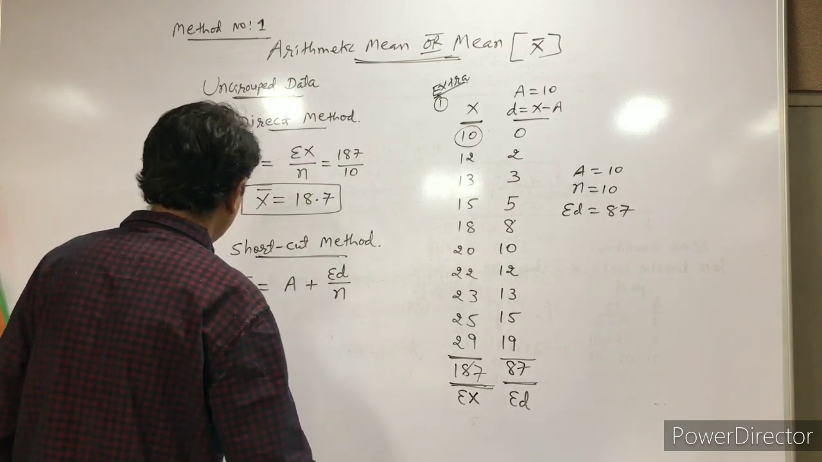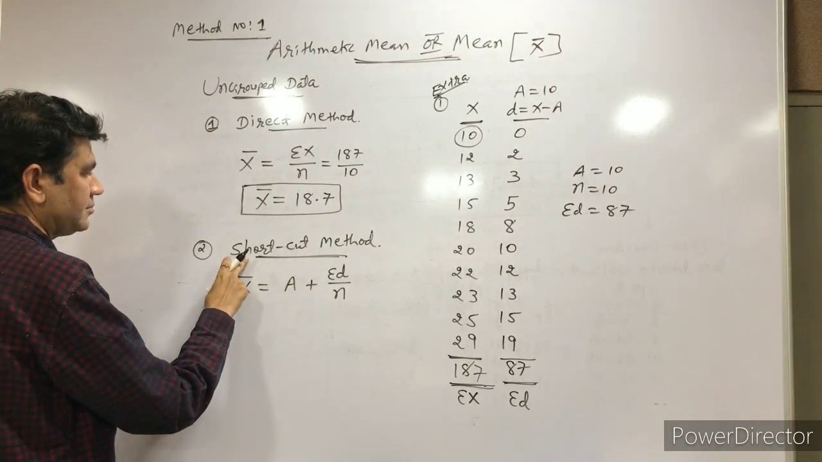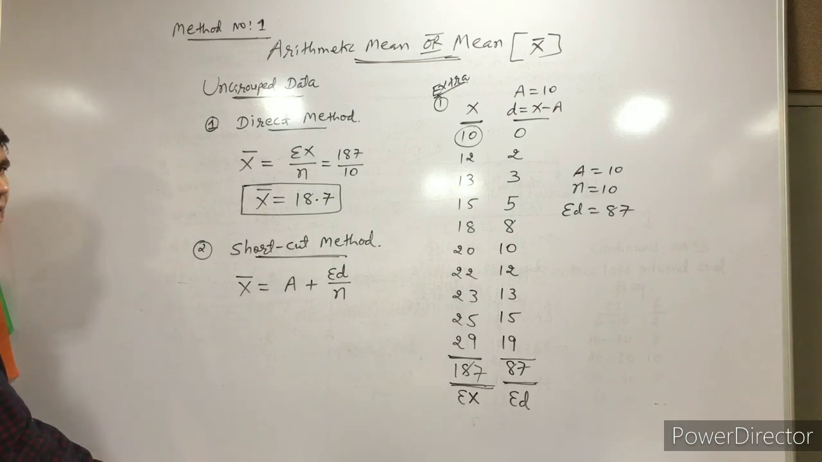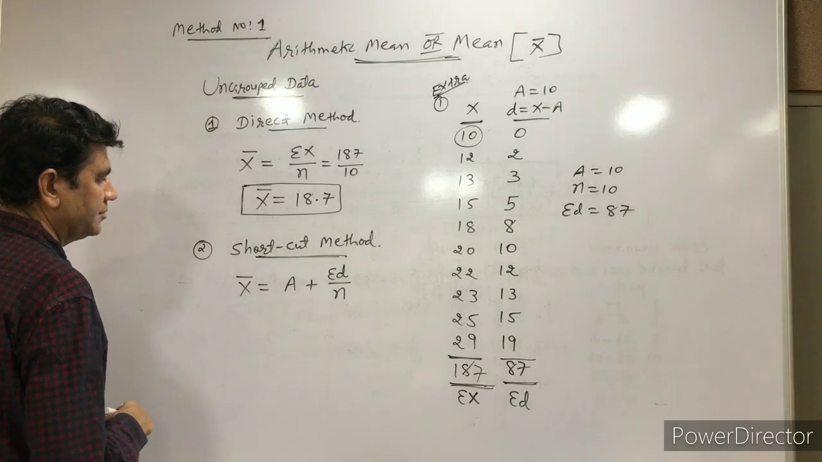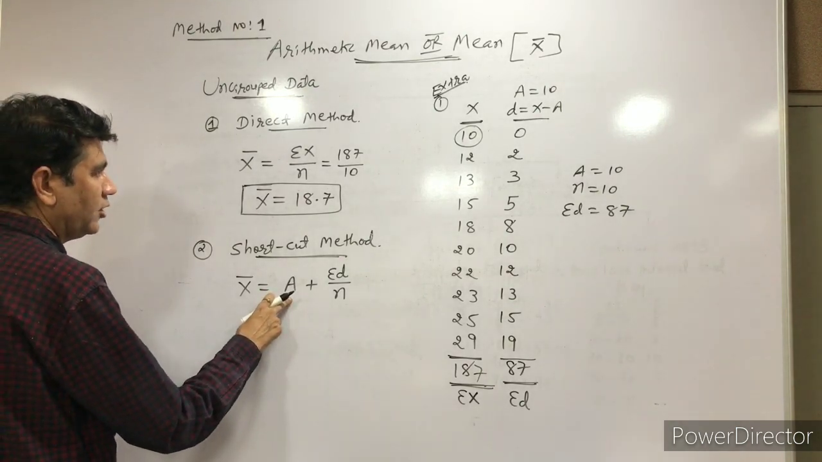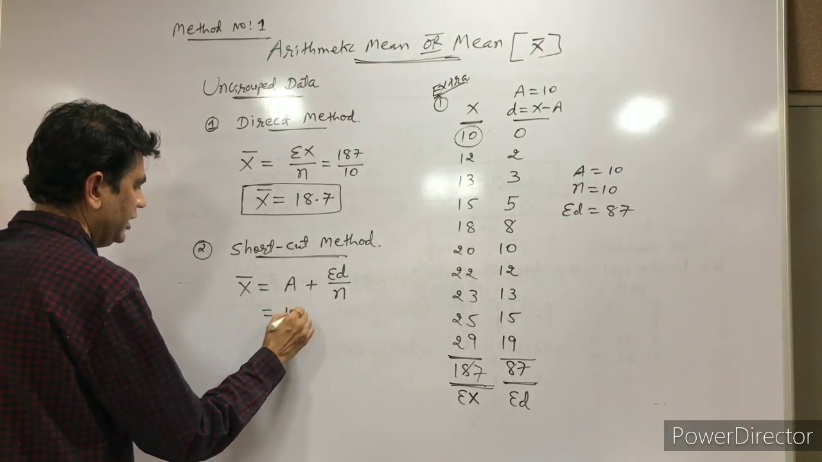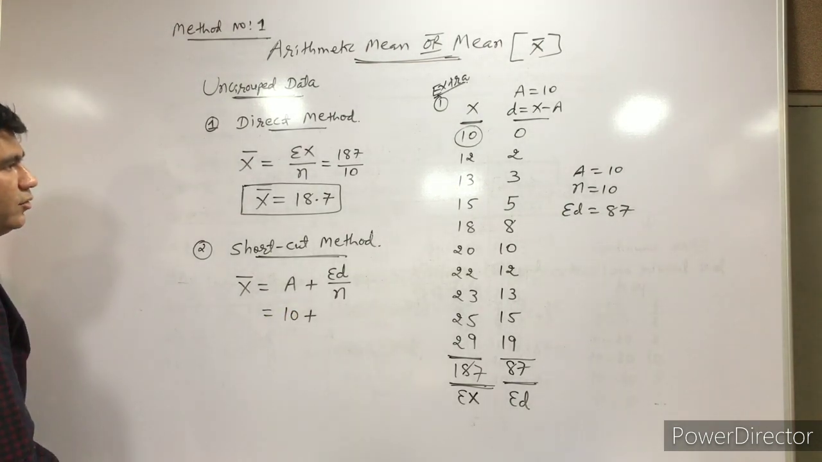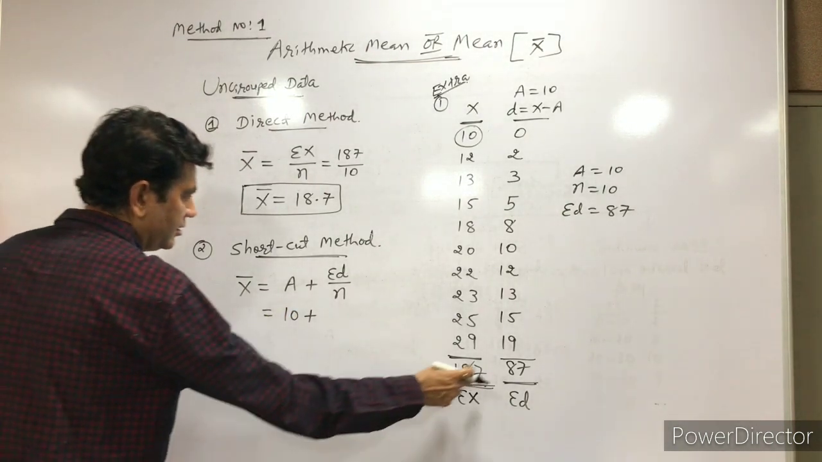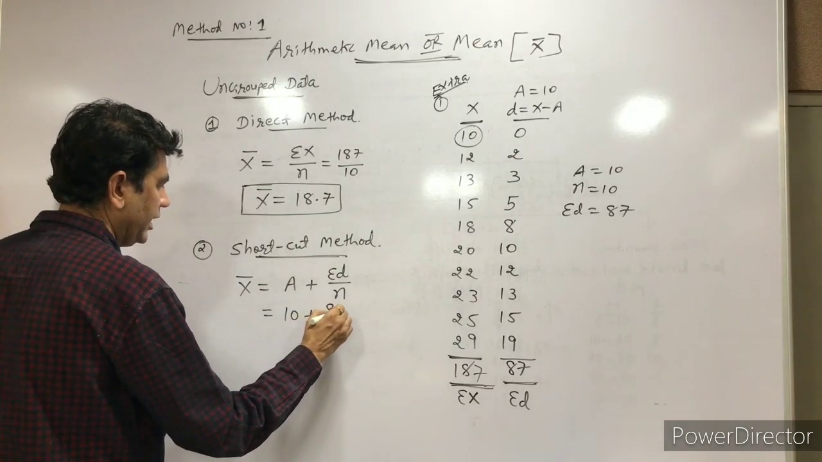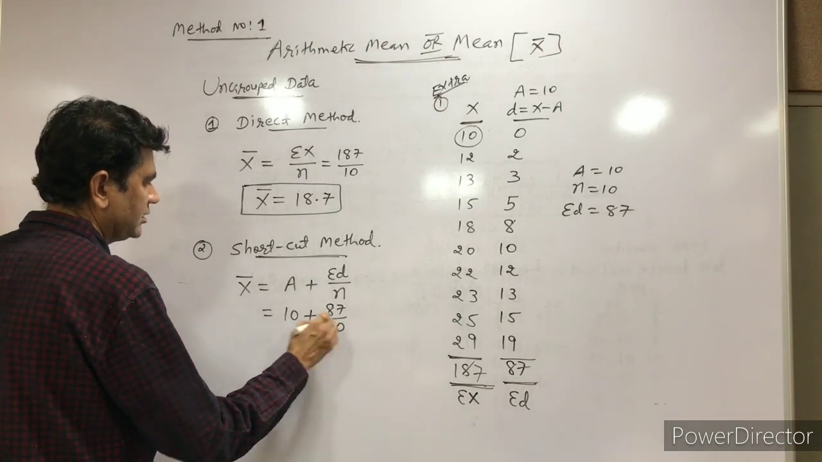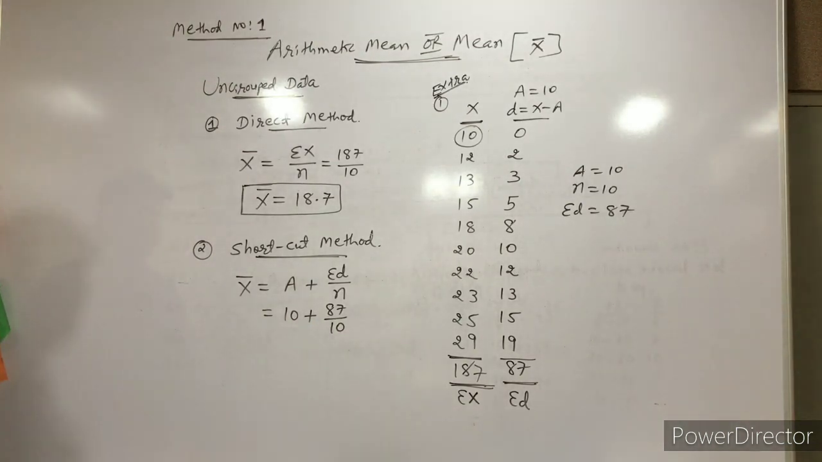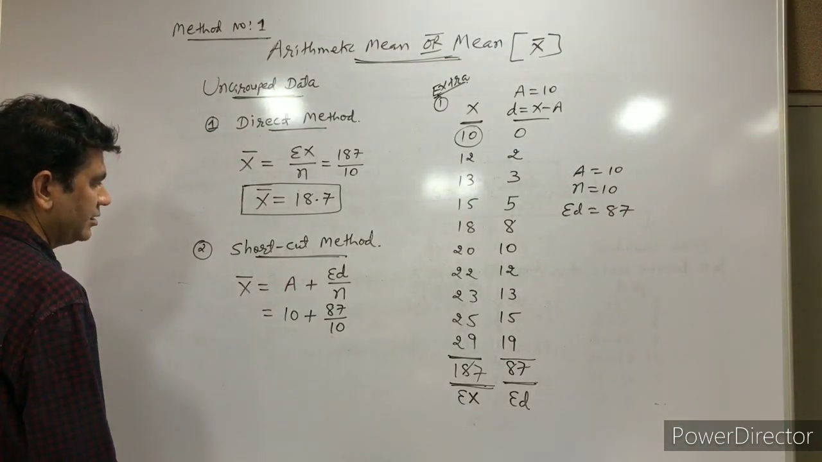Now write down heading shortcut method and apply this formula. X bar is equal to a plus sigma d upon n. Now what is the value of a? Yes, value of a is 10. What is the value of sigma d? Value of sigma d is 87 and value of n, number of observations, is 10. Okay, 10 plus 87 divide by 10.